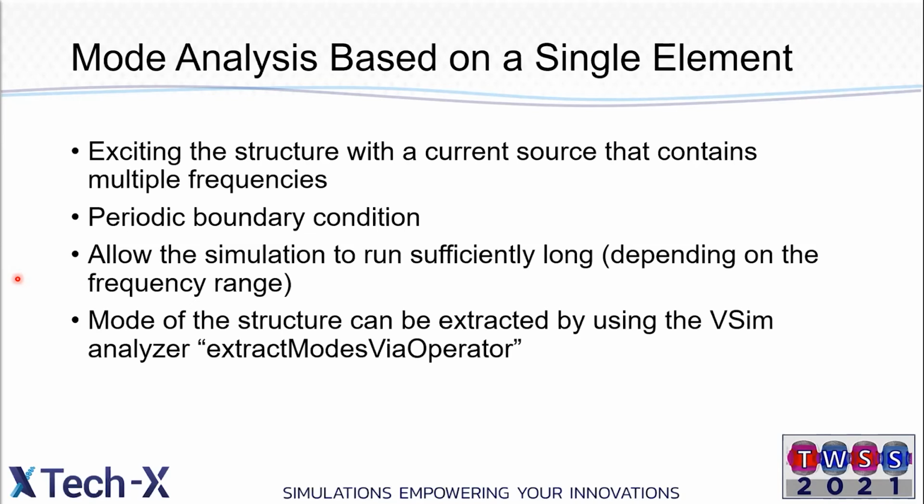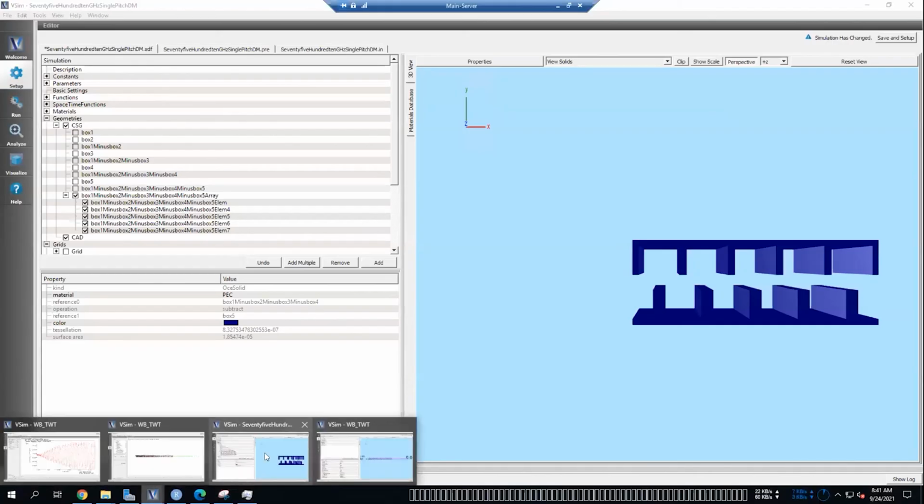In this case, since the frequency is very high, you don't need to run it for as long. And then what you end up with is the electric field profile that contains the modes of the structure. And these modes can be computed by using a VSim analyzer called extract modes via operator. So I will show you how it's set up just briefly.